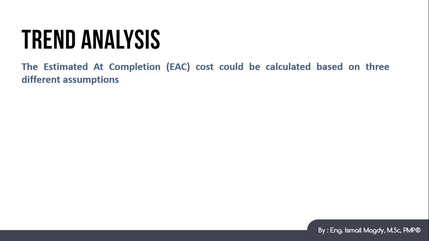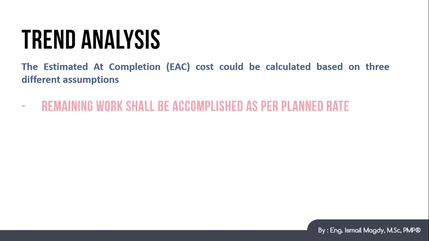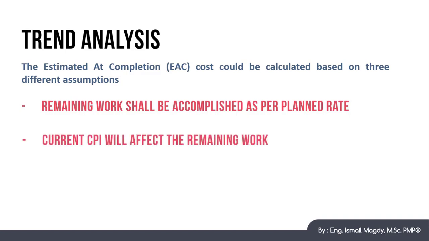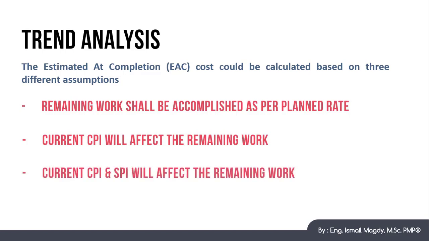So when we start calculating the estimated at completion cost of a project at any given point, we are going to have to assume one of the following assumptions. First is that the remaining works will be completed based on the original planned rate, which means that the remaining work is going to have CPI equals 1. And the second option is that the remaining works will be affected by the current CPI and will have the same current CPI of the project. And third option is that the remaining works will be affected by a combination of both current CPI and SPI, which is the schedule performance index.